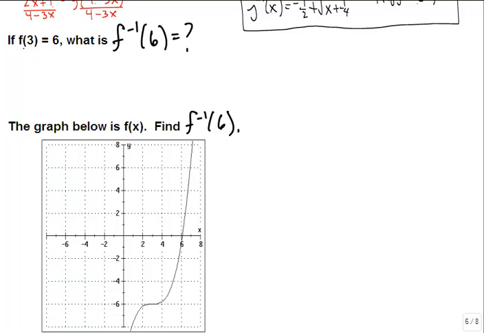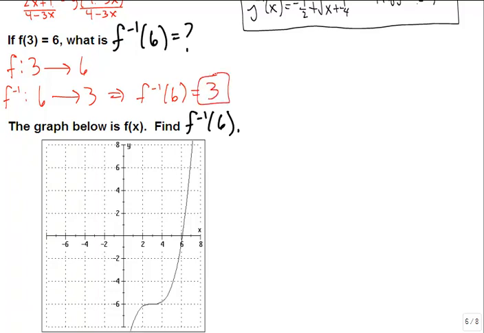So if it tells us that f of 3 equals 6, that means that the function f takes 3 and sends it to 6. So the inverse function, because inverses swap x's and y's, that means f inverse has to take 6 and send it back to 3, which means that f inverse of 6 must equal 3. So it's a really simple question, because all we're doing is swapping x's and y's, but sometimes that function notation can get in the way and make it a little bit more difficult.